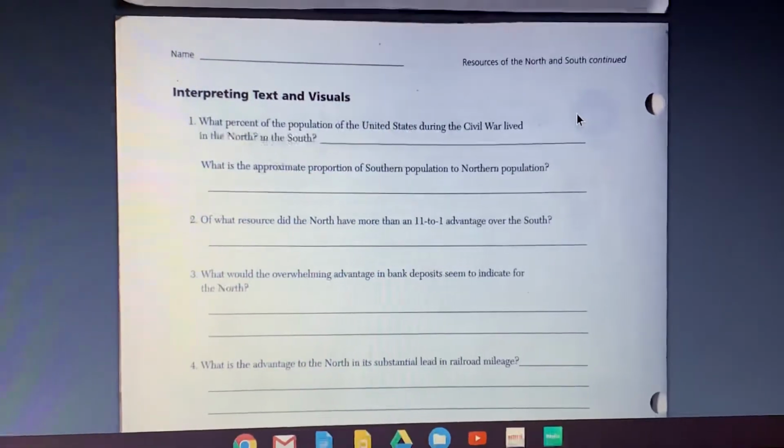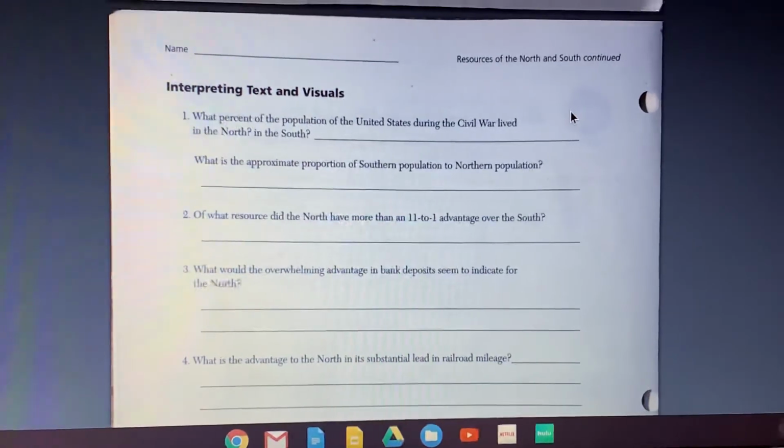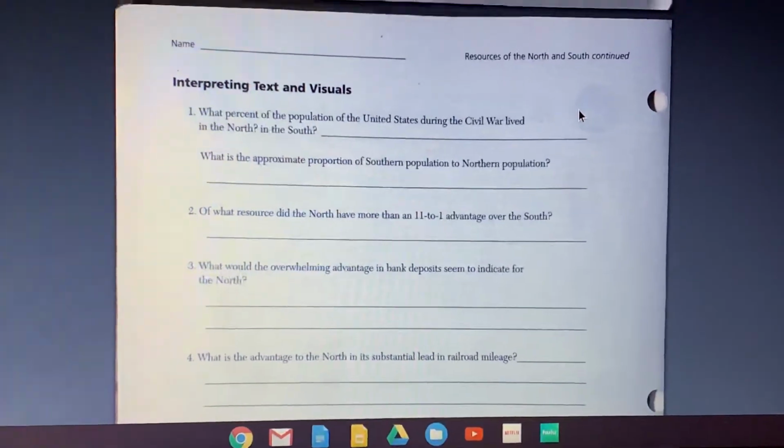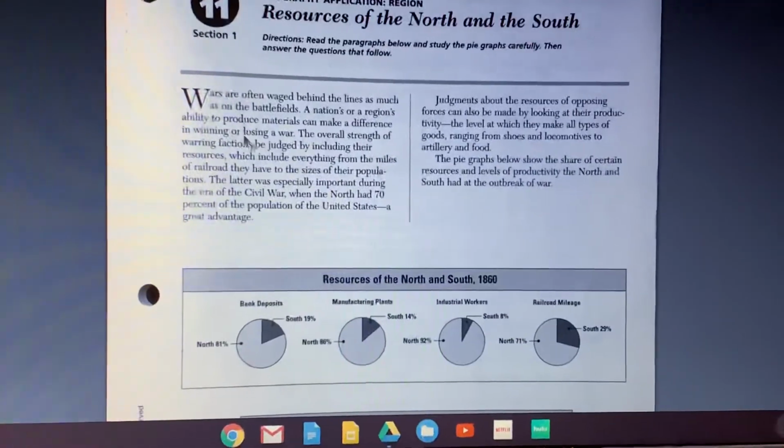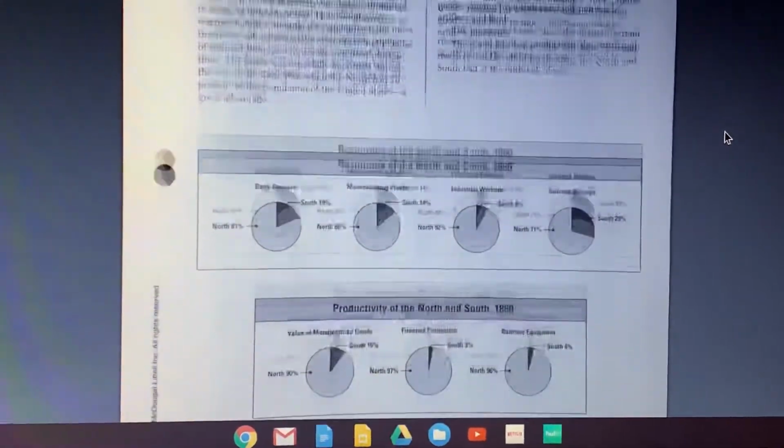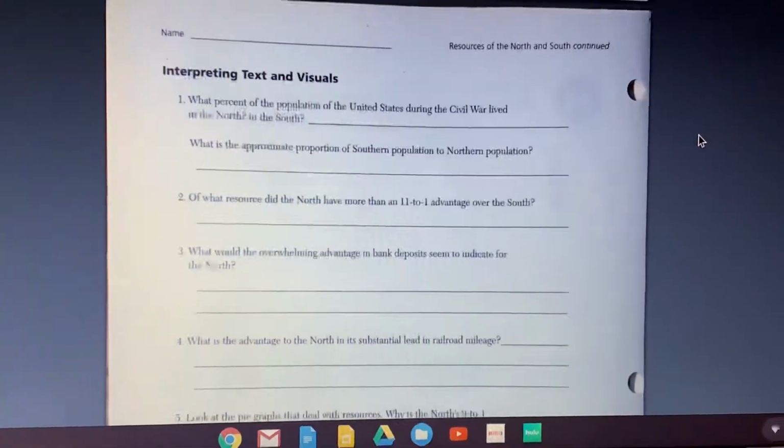Number one is basically asking me what percent of the population of the United States during the Civil War lived in the North and in the South. It does give that to you in the reading right there. So if you just read through that real quickly, it's not a big one. You'll survive, I promise. You can find the answer there.